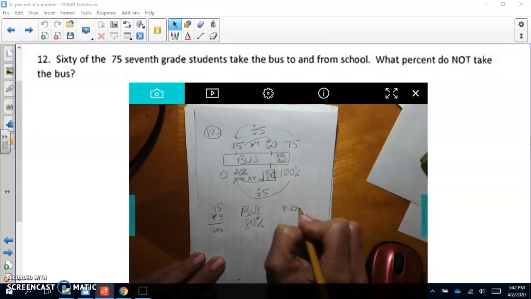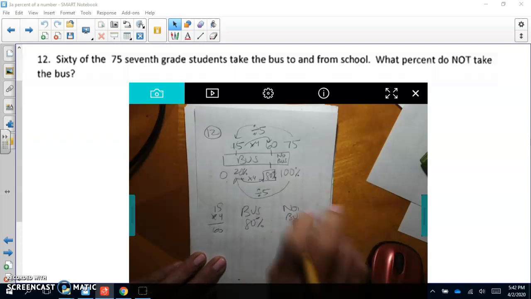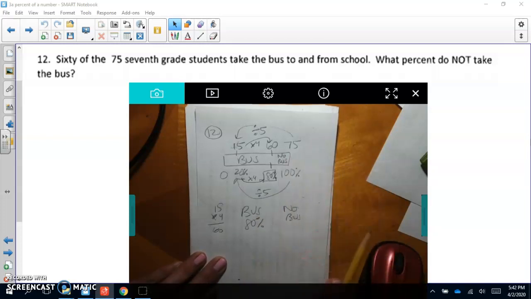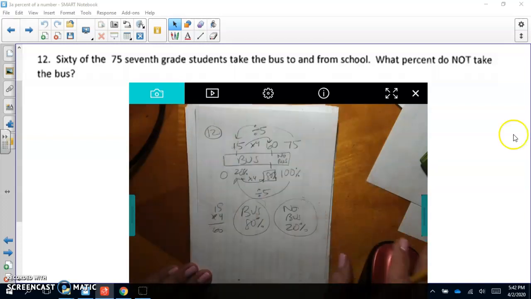Our no bus riders will be the other 20% because I have to add them both together to get 100%. So how many people ride the bus? 80%. And what percent do not take the bus? 20%. So there is your answer, and that is it for the night.